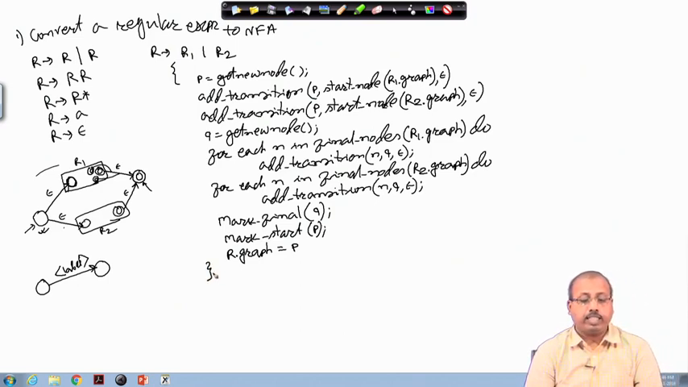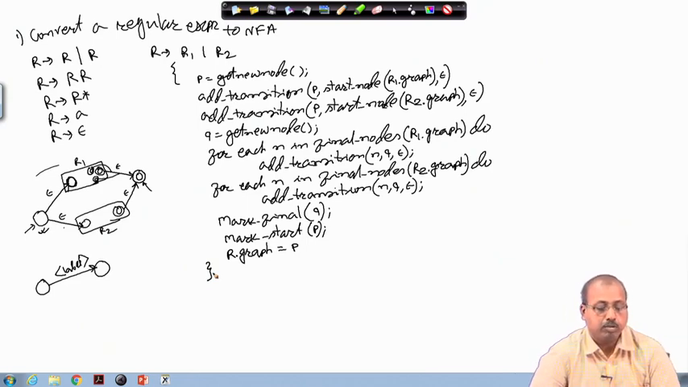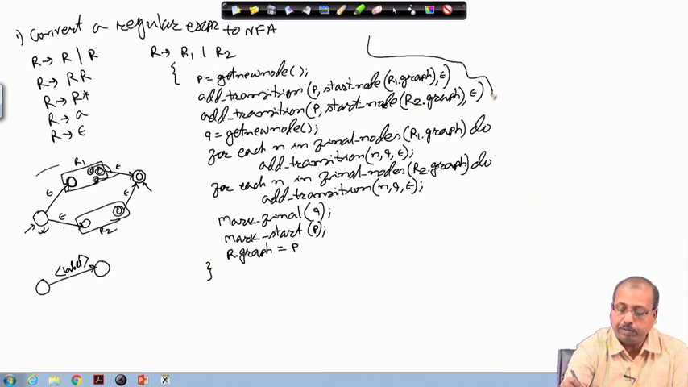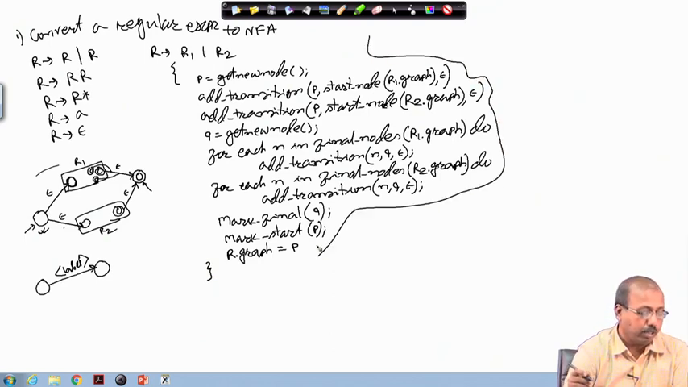So, this way I can write the syntax directed translation scheme, so that for R1 or R2 I can get the corresponding NFA by combining the NFAs of R1 and R2. So, next we will be looking into the NFA for R1 R2. So, the second rule: R producing concatenation R1 R2.